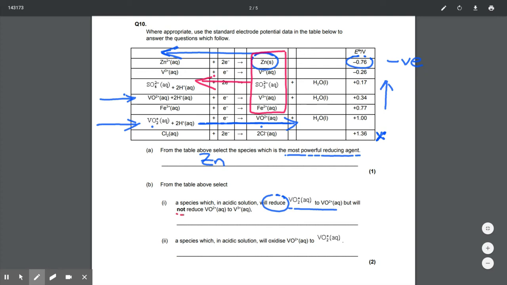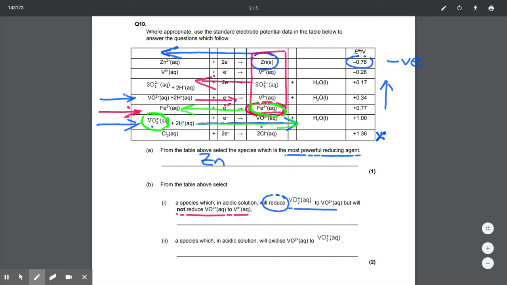It says will not reduce VO2+. So in order for this reaction to proceed in the forward direction, that must also have a couple with anything higher than it in the table. So what we're looking at now is essentially the odd one out, and this iron 2+ couple here is the odd one out. Now it's fairly obviously standing between the two anyway, but in order for the VO2+ species here to react with iron 2+ here, this will go forwards, this will go backwards.